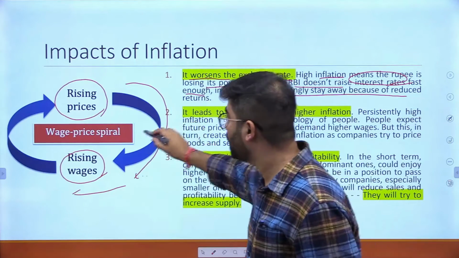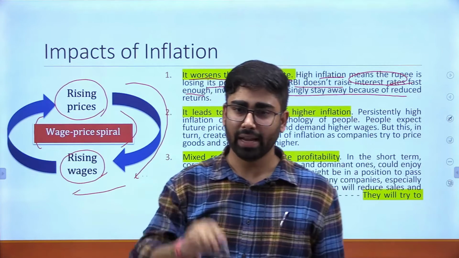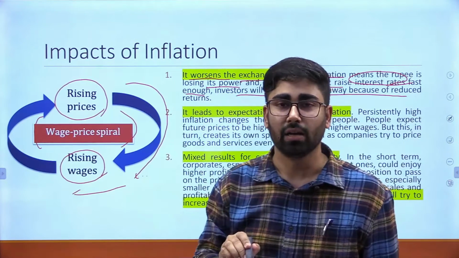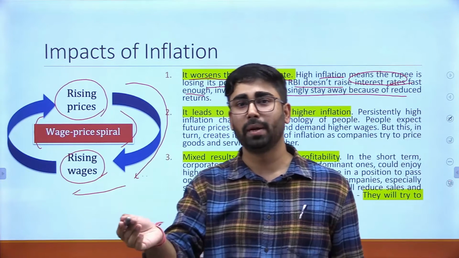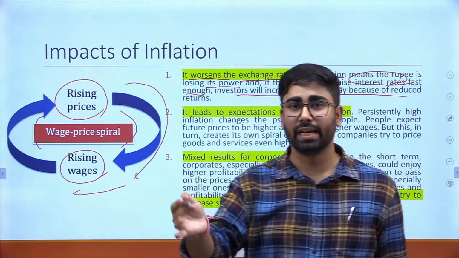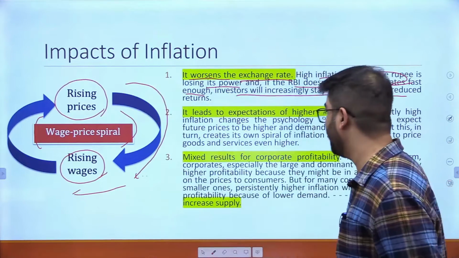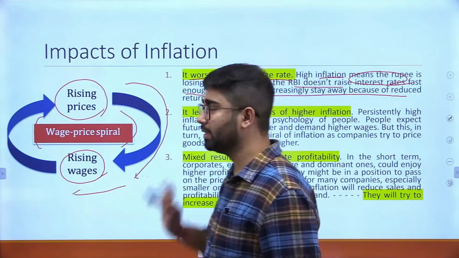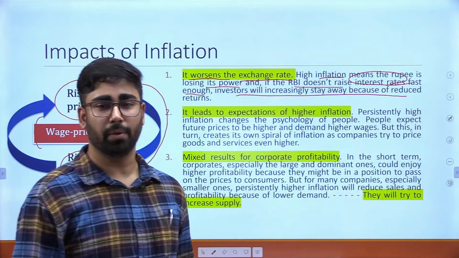So this is what wage price spiral is. Okay, it forms a kind of cycle: people are expecting there will be more inflation in the future, and because of that they will be demanding higher wages. The higher wages lead to cost of production increase and consequently to higher inflation. Okay, so this is wage price spiral, one of the impacts of inflation.